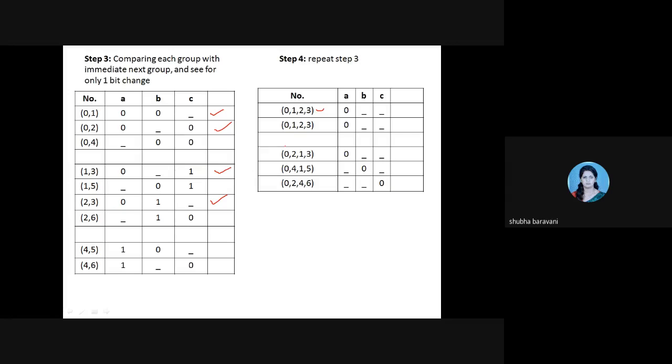Okay. Next. 0 2 is already done. 0 1 is already done. 0 3 is not here. 2 3, I have already put a tick mark.